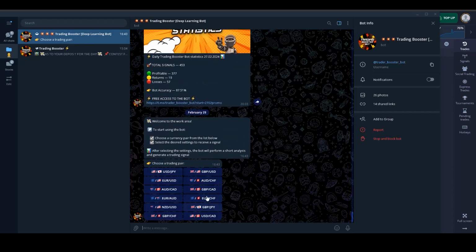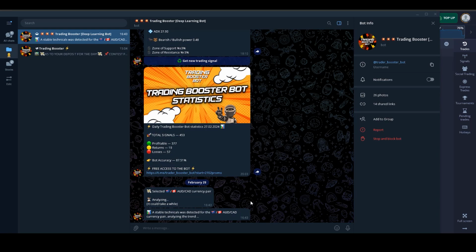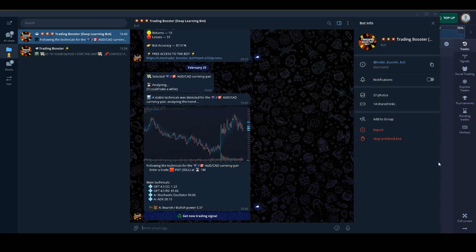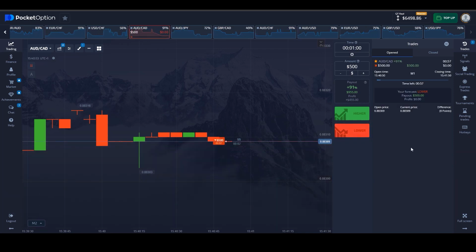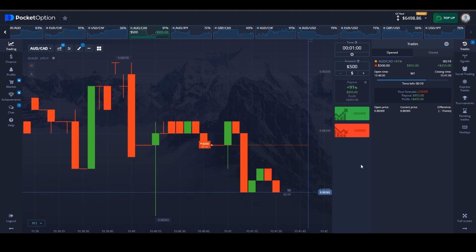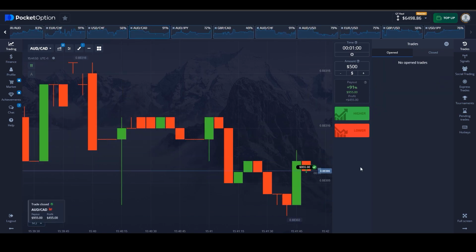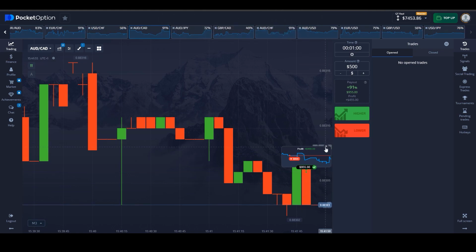I get a new signal, I choose this pair and time on the deal 1 minute, and get a sell signal. I wait for a new candle and I open a sell on it. Super. The first deal closes in plus and I earn $455.